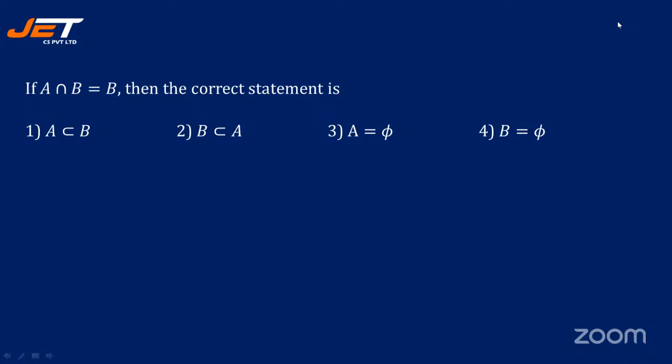If A intersection B is B, then the correct statement is: A is a subset of B, B is a subset of A, A is not equal to null set, B is not equal to null set. I'm getting the answers.